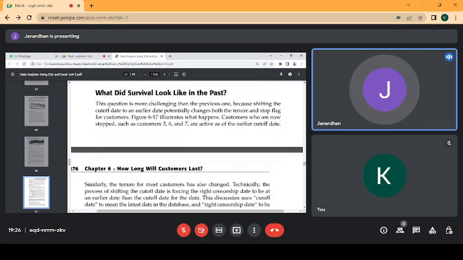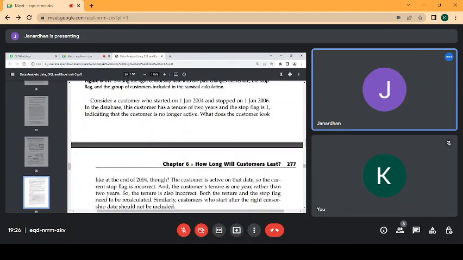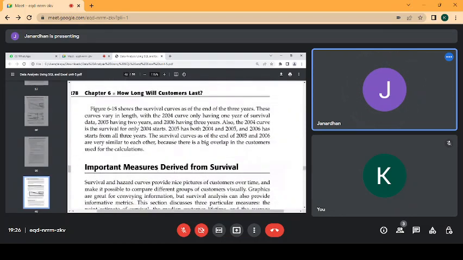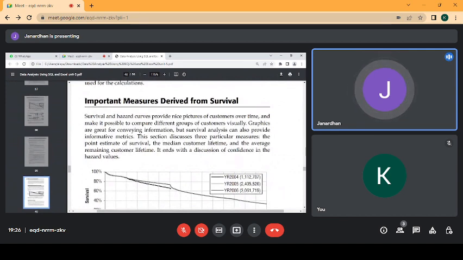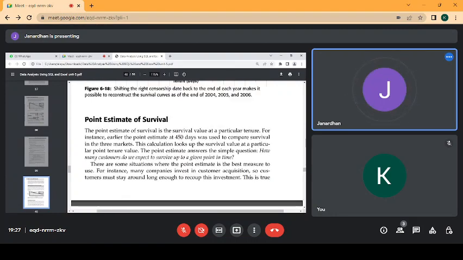Okay, what did survival look like in the past? Right, important measures derived from survival. Survival and hazard curves provide nice pictures of customers over time and make it possible to compare different groups of customers visually. Graphics are great for conveying information, but survival analysis can also provide informative metrics. This section discusses those things also: the point estimates of survival, the median customer lifetime and the average remaining customer lifetime. It ends with a discussion of confidence in the hazard values.